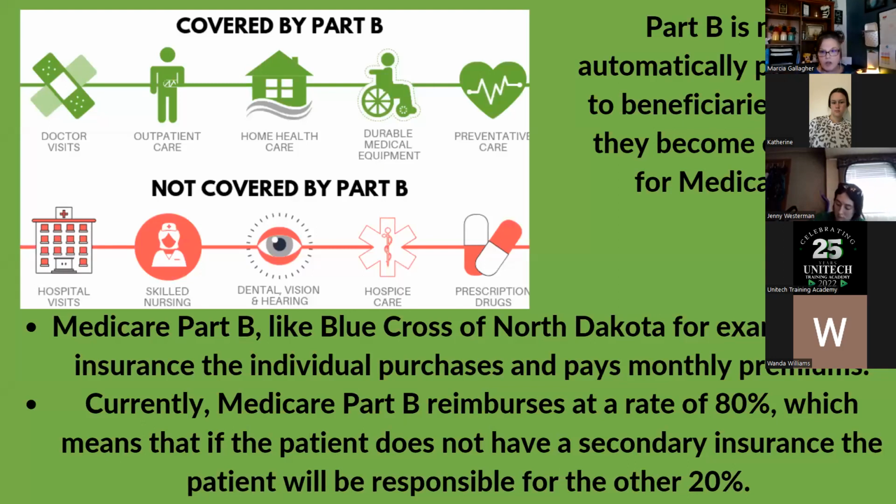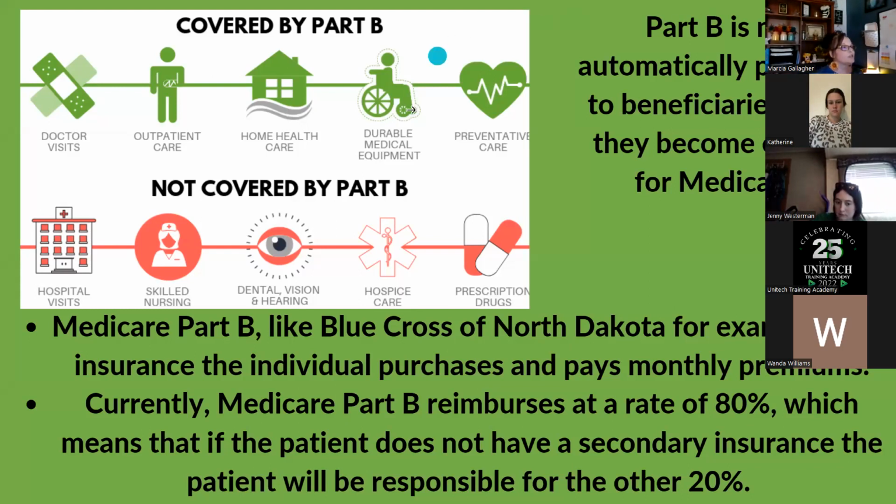Boy, there's a lot going on this slide, I know. Part B is not automatically provided to beneficiaries when they become eligible for Medicare. Medicare Part B, like Blue Cross, for example, is an insurance the individual purchases and pays monthly premiums on. So it's not free, they have to pay for it. Currently, Medicare Part B reimburses at a rate of 80%, and the patient is responsible for 20%.